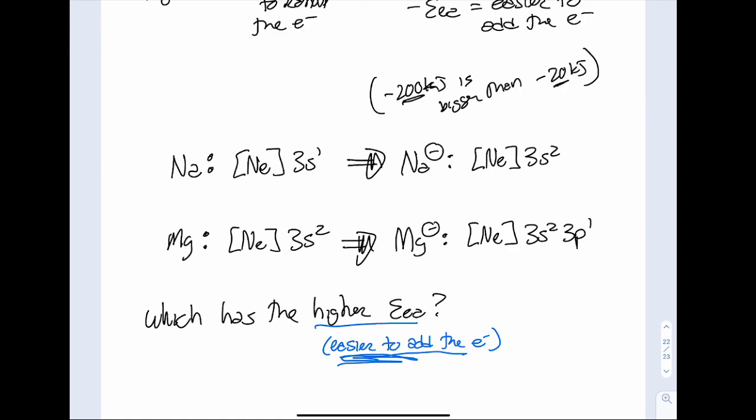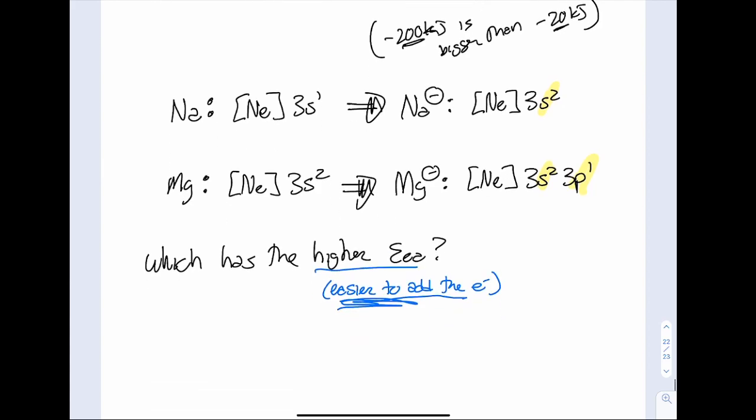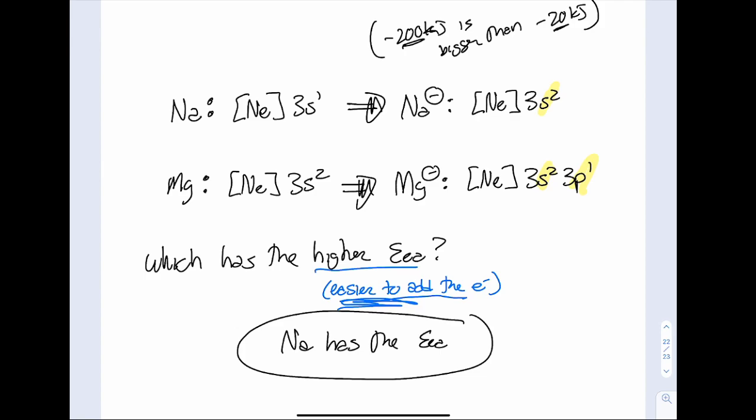If you were thinking sodium, you're correct, because we're filling that subshell, right? It was half filled, and half filled and filled are both more stable, but filled is going to be better. So because I'm completing that subshell, it's actually going to be better. If I look at magnesium, I had my outermost subshell filled, and then I just went and stuck one in a p, which is higher in energy. There's really no advantage to doing that. So sodium is going to have the higher electron affinity energy.